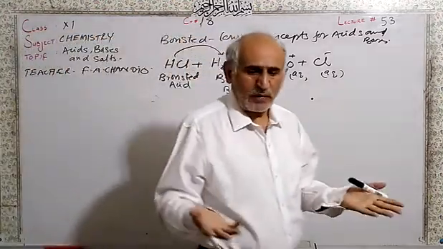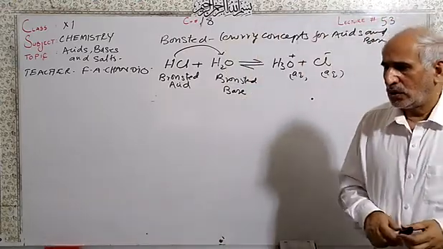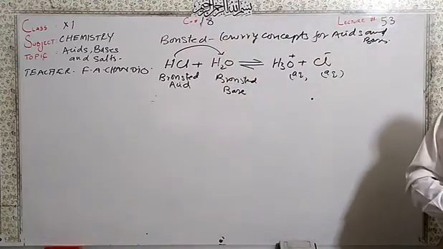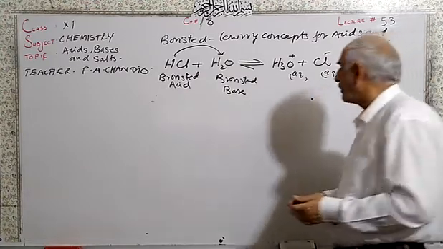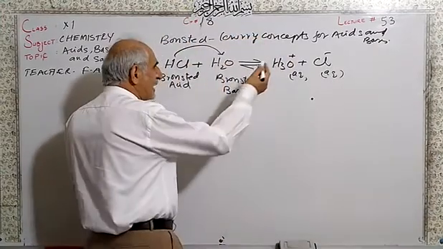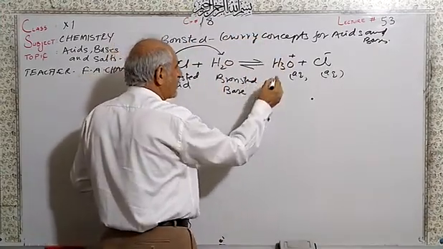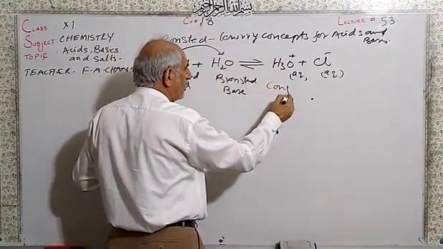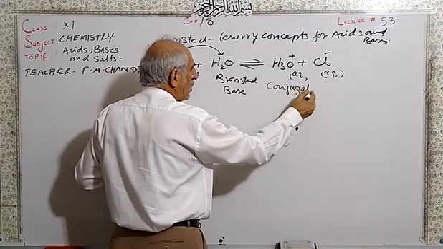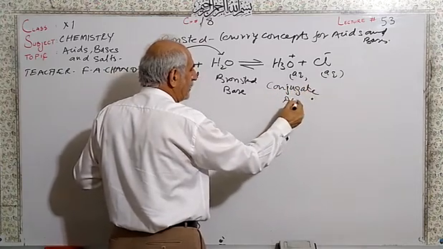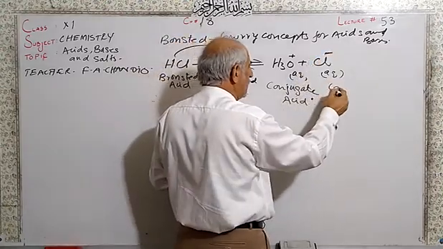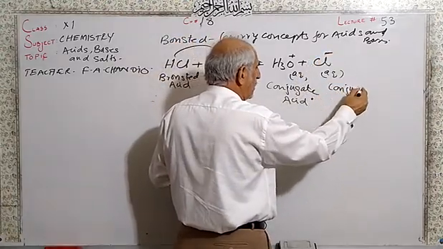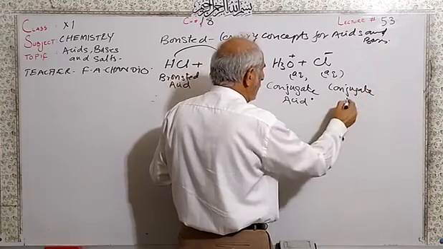There is one thing more I am going to explain: the conjugate acid and conjugate base. This hydronium ion with positive charge is called the conjugate acid, and this negative one is the conjugate base.